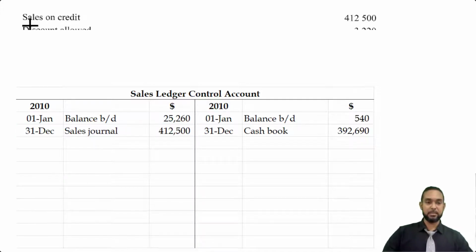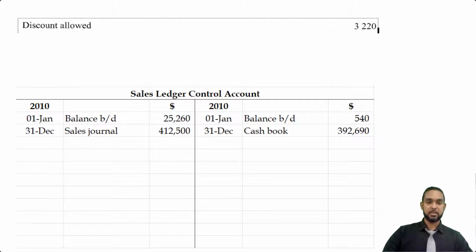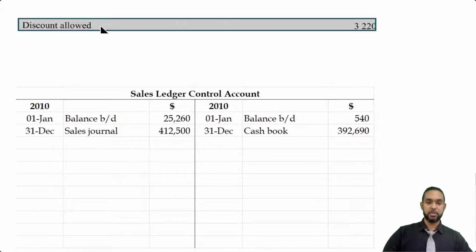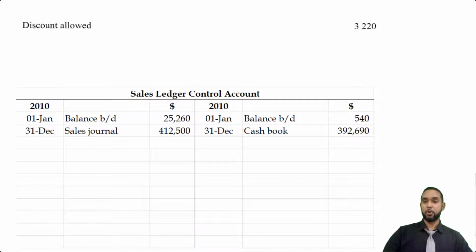Okay, what's the next item across here? So I'm seeing discount allowed, 3,220. So when we allow discount, we are literally reducing the amount of money our debtors have to pay us. We're telling them, don't worry, don't pay us the full amount. We'll accept a lower amount. So we are the ones reducing it. And to reduce an asset, like I said before, you have to credit the asset account.